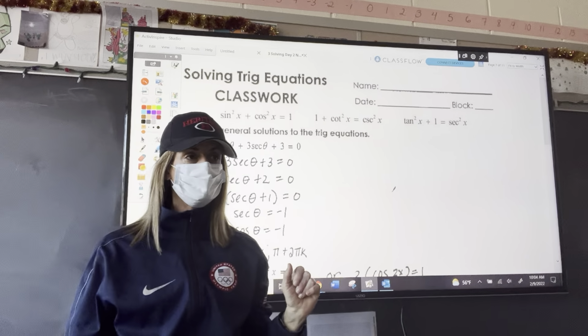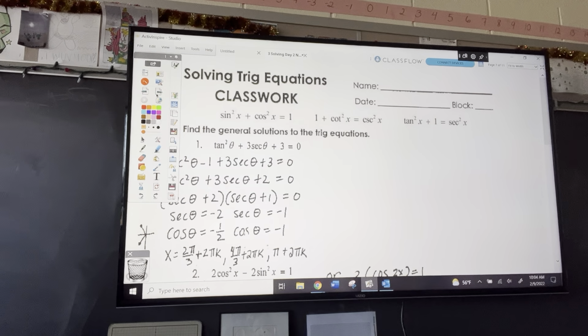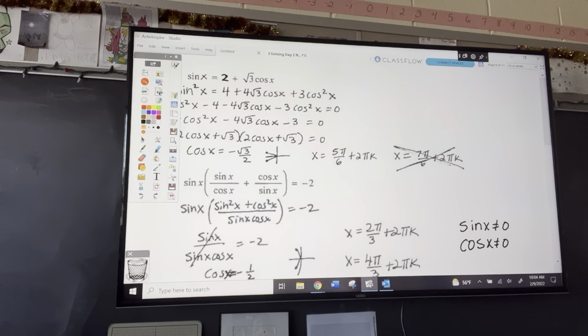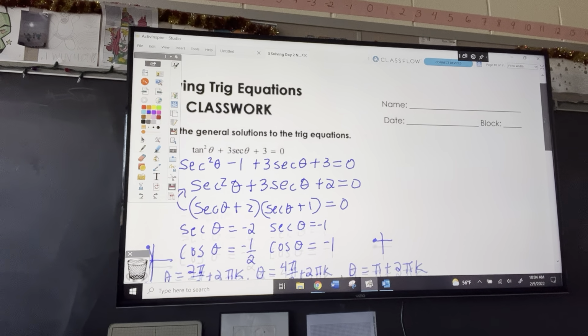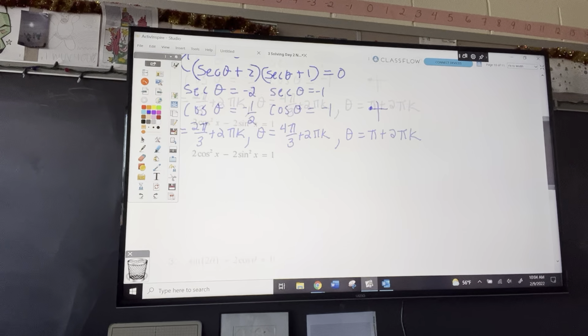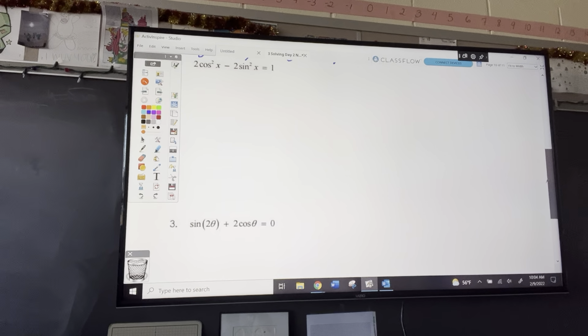Is everybody okay with that? Yeah. Okay. It's an option. There are other options. We're going for it. This is the Solving Trig Equations classwork worksheet. We're on number 2.